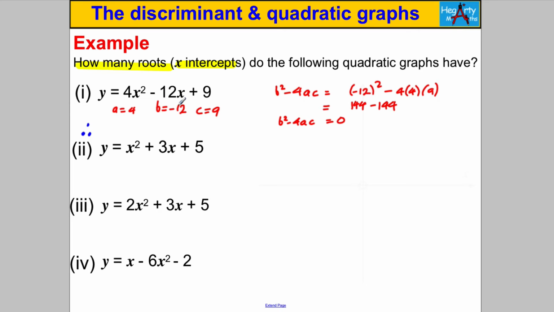And what does that mean in terms of the graph? It means that the graph only touches the x-axis. So how many roots does it have? It has one repeated root. And we're done. What about the next one?